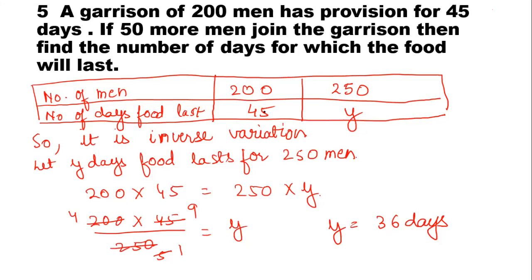When there were 200 men, the food lasted 45 days. If there are 250 men, the food will last only 36 days. So the food will last for 36 days when there are 250 men.